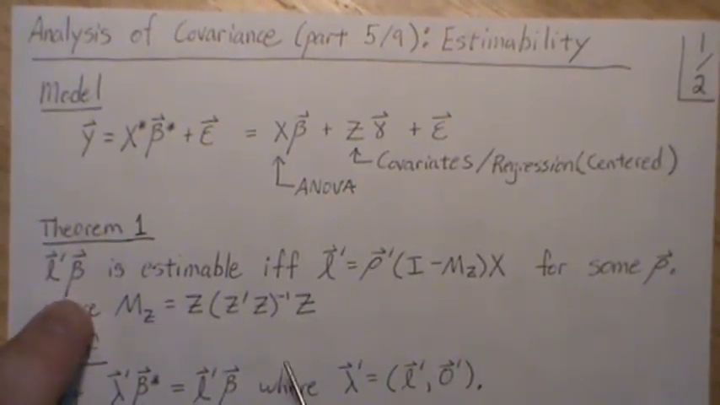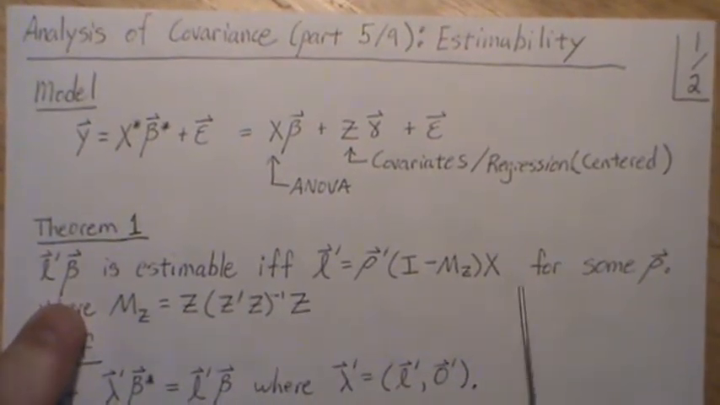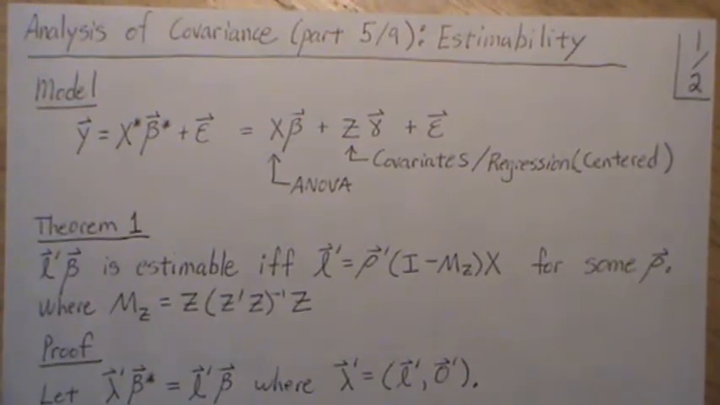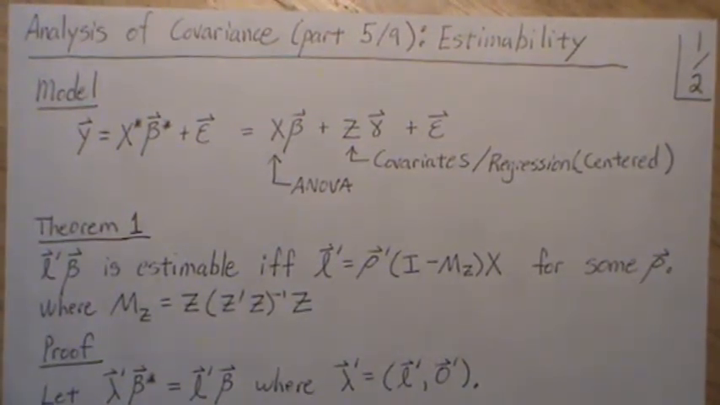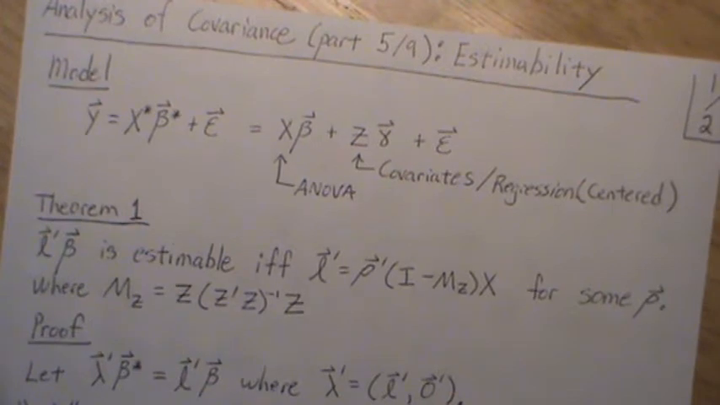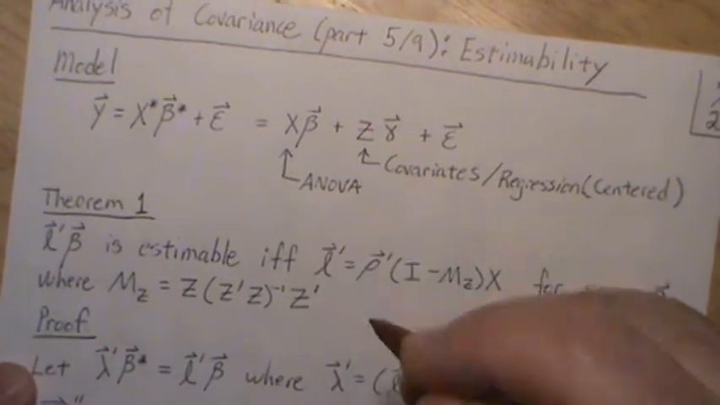If it's estimable, then L is equal to this, which is rho prime (I minus M_Z) X, for some rho, where M_Z is the perpendicular projection matrix onto the column space of Z. So it's Z (Z transpose Z) inverse Z transpose. I left off that little transpose there. Then the proof follows this.